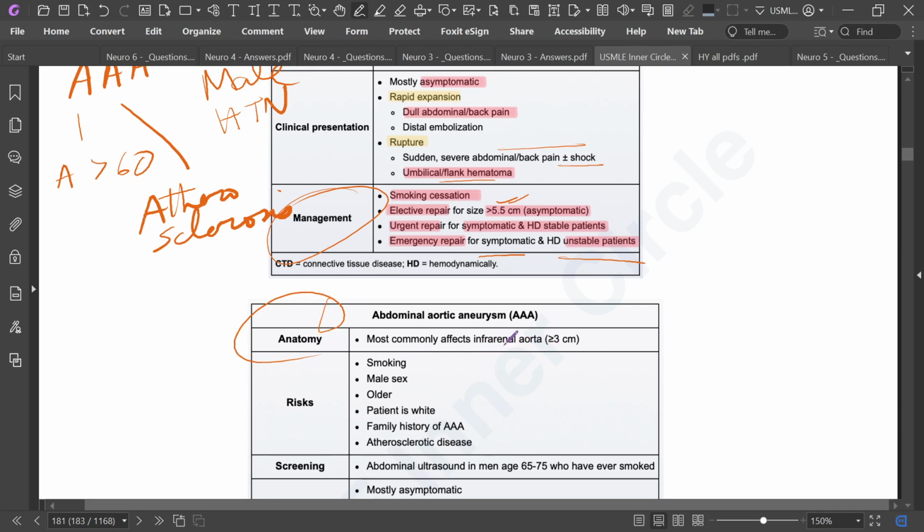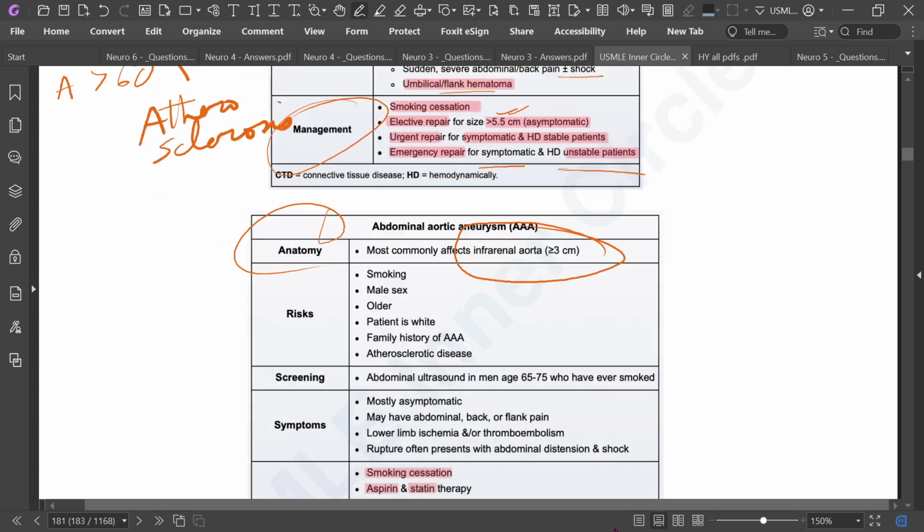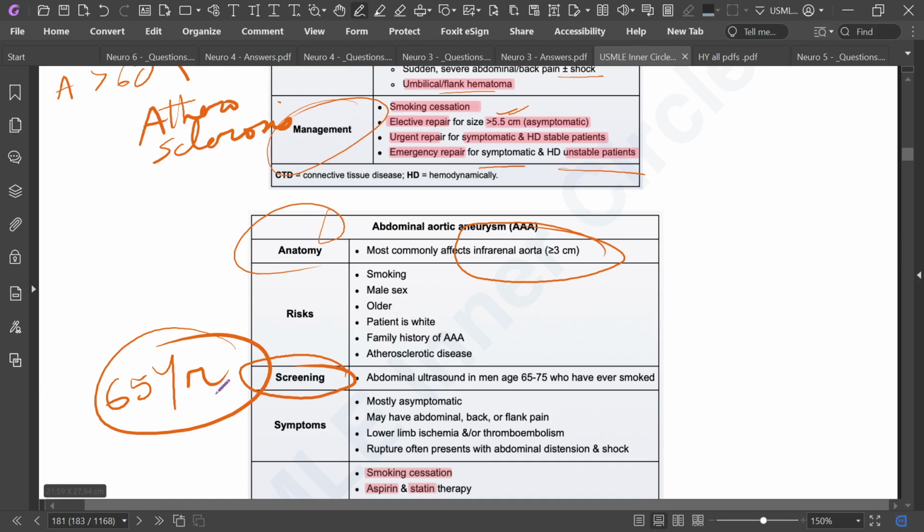Abdominal aortic aneurysm most commonly affects the infrarenal aorta, more than 3 centimeters. Smoking is the number one cause. Other risk factors are male sex, older age, family history, and atherosclerotic disease. Abdominal ultrasound should be done in men aged 65 to 75 who have ever smoked.